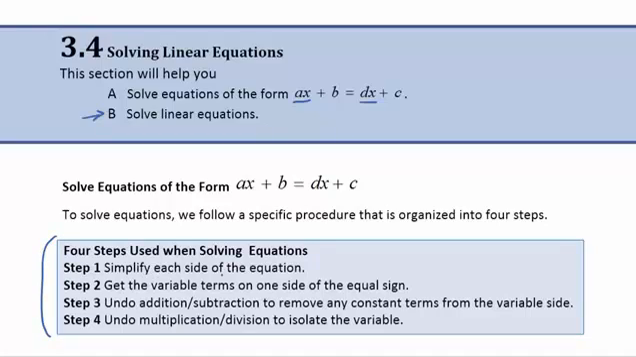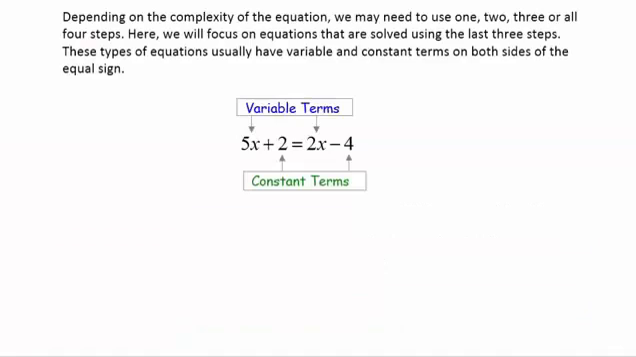We're going to simplify each side of the equation, and then get all the variable terms to one side. Then the last 2 steps, we're really getting comfortable with those by now: undoing addition and subtraction on the variable side, and then finally undoing multiplication and division to isolate the variable. So depending on the complexity of the equation, we may need to use 1, 2, 3, or all 4 steps. And here we're going to focus on equations that are solved using the last 3 steps.